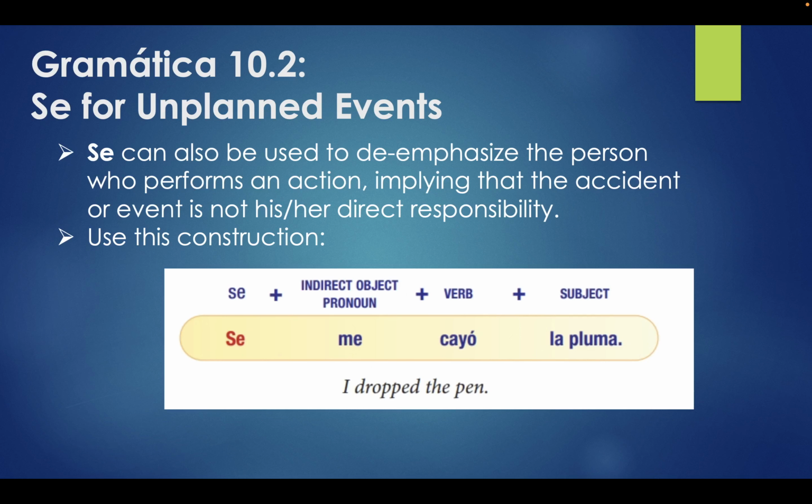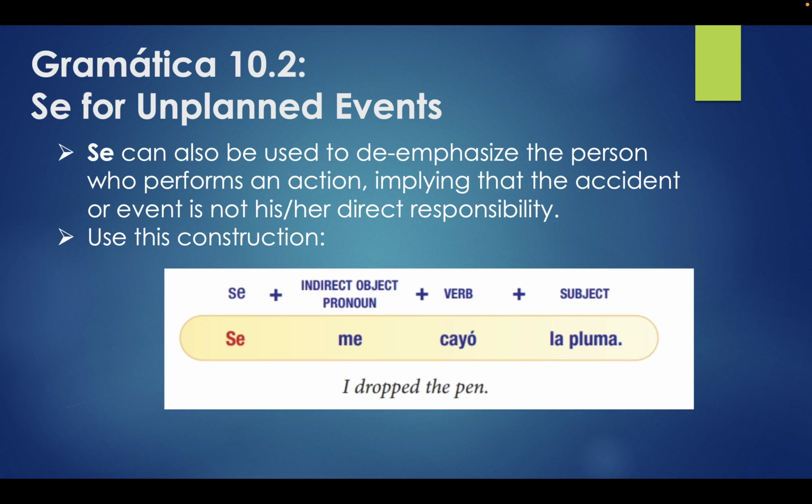So if you're looking for a formula or a structure to follow, these always begin with the word se, followed by an indirect object pronoun based on the person who is affected. That indirect object pronoun is always me, te, le, nos, os, or les, depending on who's affected. Your verb is always conjugated in the preterite, and then your subject of your sentence falls at the end. So here, as an example, we have se me cayó la pluma.